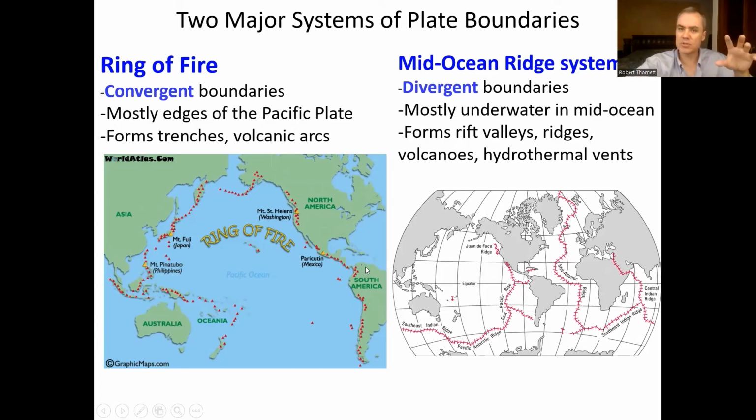And on the right, you have the mid-ocean ridge system from another video, the video about diverging boundaries, which is mostly underwater and then pops out onto land at Iceland and East Africa. And that's where you have rift valleys, ridges, underwater volcanoes, and some on land too, hydrothermal vents under the ocean, things like that. So both of these two systems produce volcanoes and earthquakes, but the Ring of Fire has many more volcanoes than the mid-ocean ridge system.